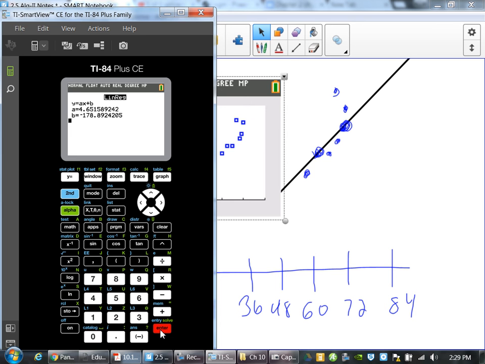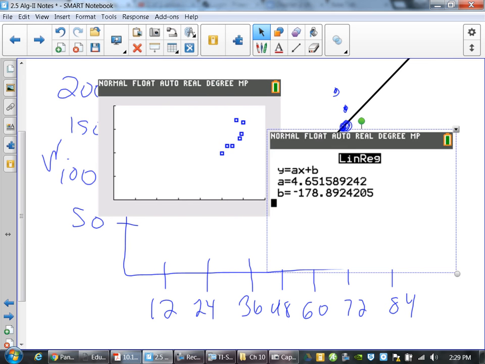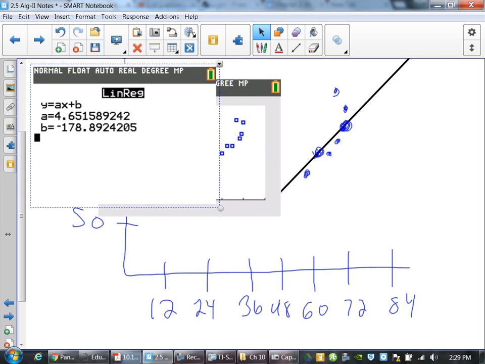What do you think that A stands for? It stands for slope. Because here is now our equation. This one has the regression differently from what we did. The calculator is coming up with the following equation: y equals 4.652x minus 178.9, roughly. So if we substitute in our heights into that one, see how close we are again.